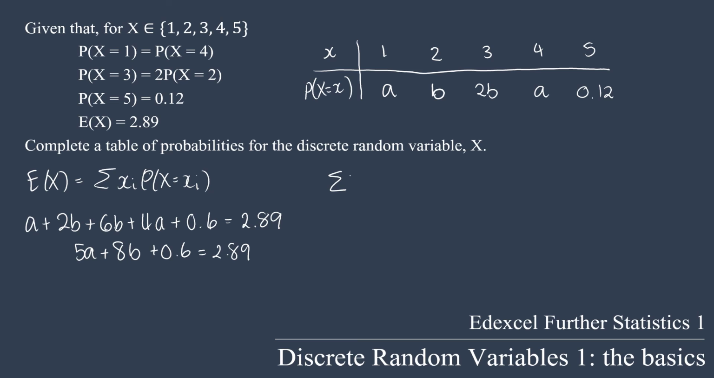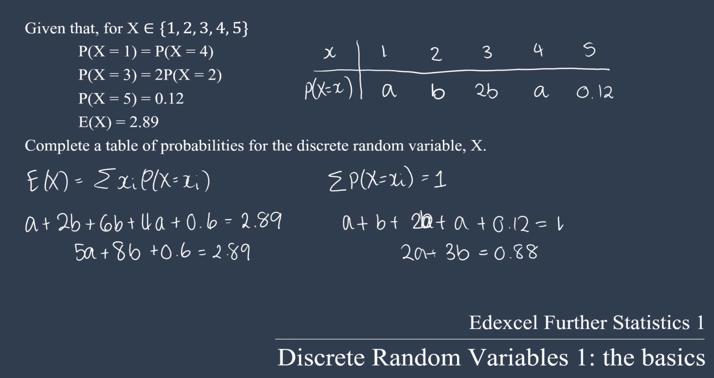So we know that the sum of all of the probabilities must equal 1. That's the standard result for discrete random variables. So we know that A plus B plus 2B, plus A plus 0.12 is 1. So 2A plus 3B is 0.88. I now have simultaneous equations, and in a situation like this, it's likely, shall we say, that you could just use your calculator to solve these.